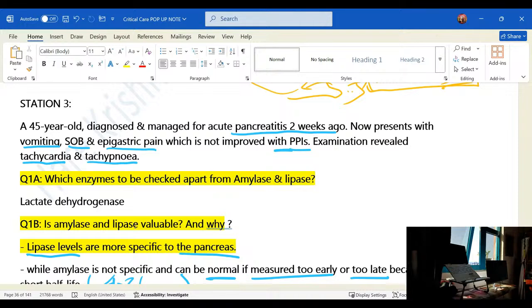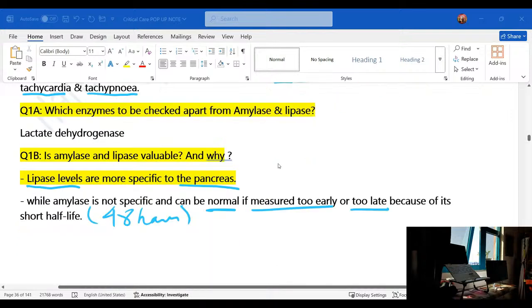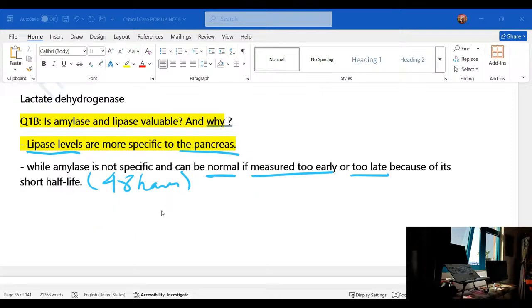Which enzyme? Lactate dehydrogenase. Amylase and lipase are valuable, and lipase is more specific than amylase, because amylase is not specific to the pancreas. It can be normal if measured too early or too late because of its short half-life, which is 48 hours only.